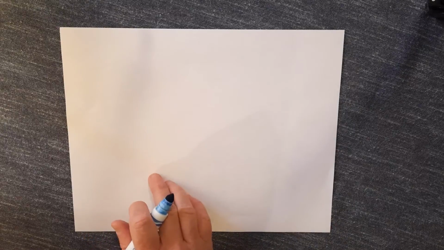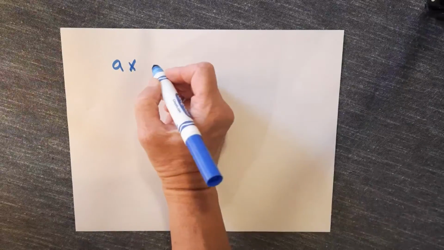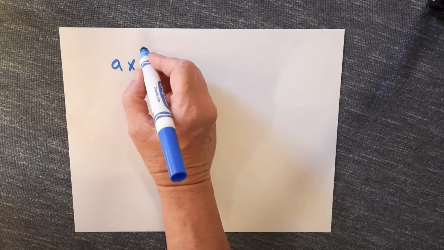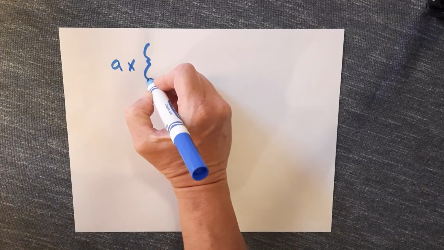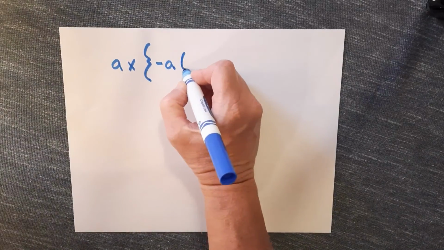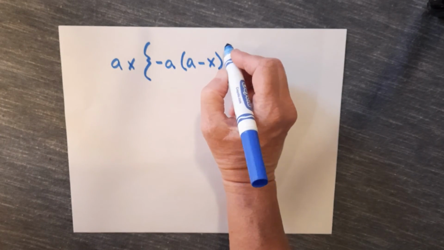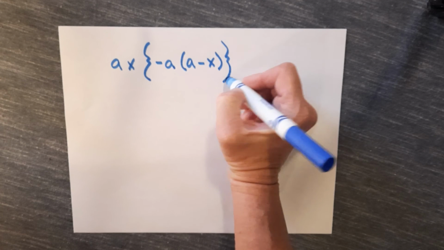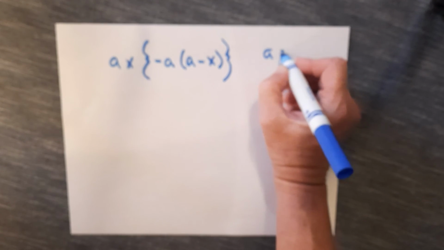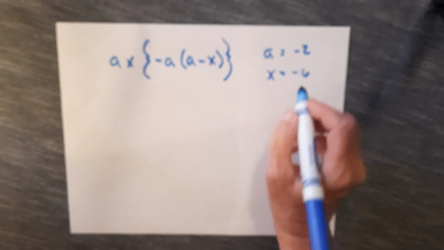This one, we're going to say a times x, and we're going to put that in this fancy bracket because we have minus a multiplied by a minus x, and then that's all enclosed. We're going to say that a equals -2 and x equals -6.